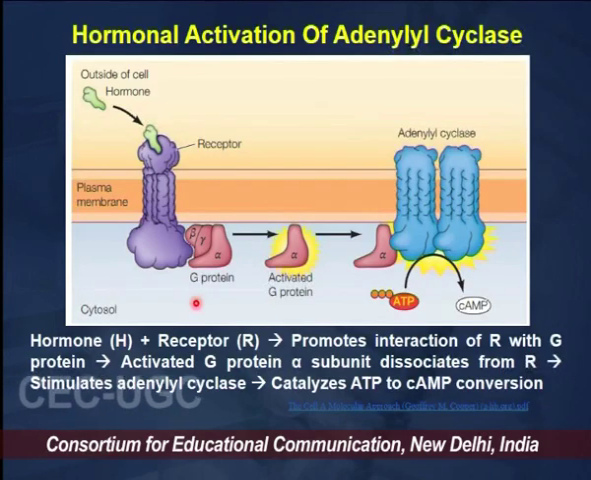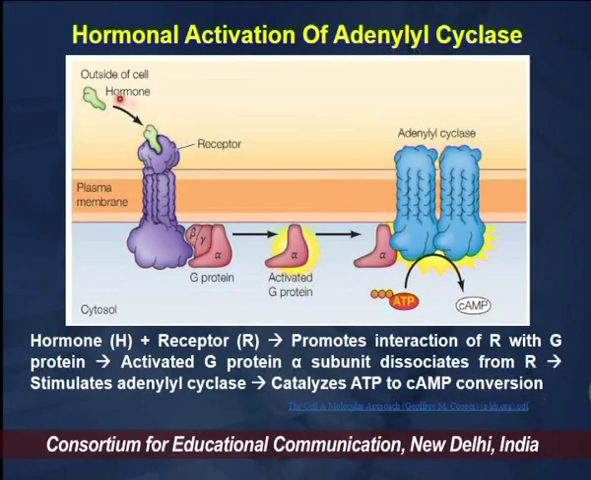Now, what is important here is why they are called GPCRs. If you see, the G stands for G protein. The G protein is actually a trimeric protein, consisting of 3 subunits: alpha, beta and gamma subunits.